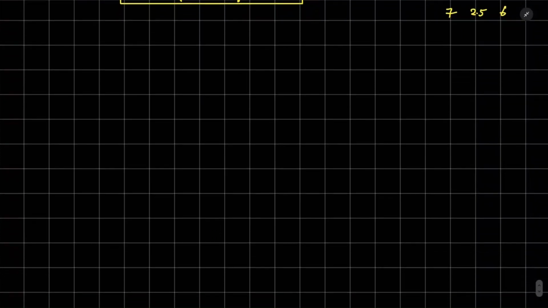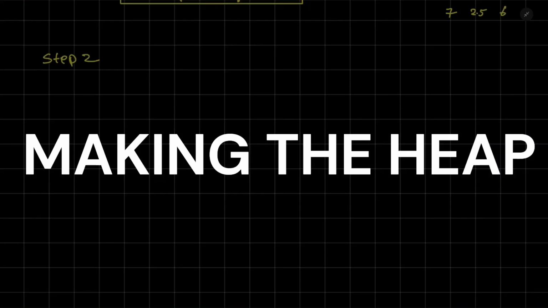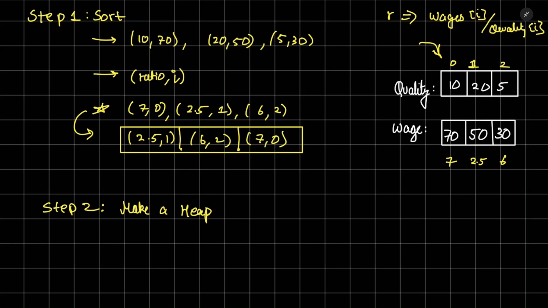Now, step 2 is to make a heap. This will be a max heap that will contain the quality of the workers that we are pushing into it. You will understand in a bit why we are doing that. So we will traverse this array from the left hand side. That would be traversing it from the minimum ratio. So that would be the minimum wage per quality ratio worker that we will insert in the heap. And how many workers are we going to push? Just k workers. We will push the first k workers such that their ratio is minimum.